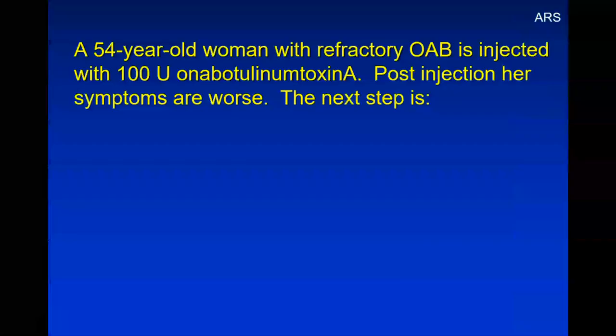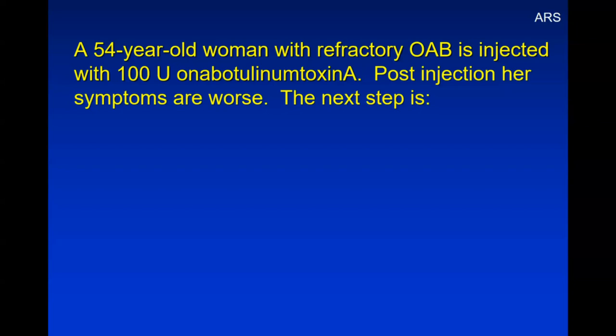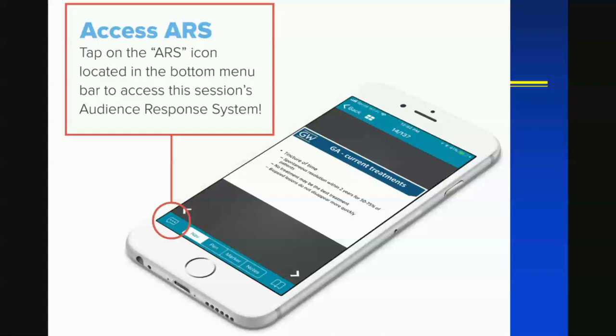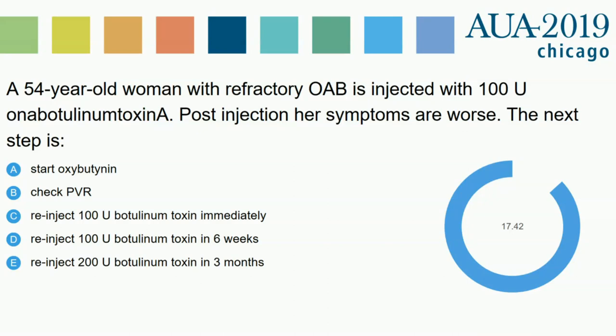So a 54-year-old woman with refractory OAB is injected with 100 units of onabotulinumtoxinA. Post-injection, her symptoms are worse. The next step is A, start oxy, B, check a PVR, or C, a variety of reinjection options for botulinum toxin.